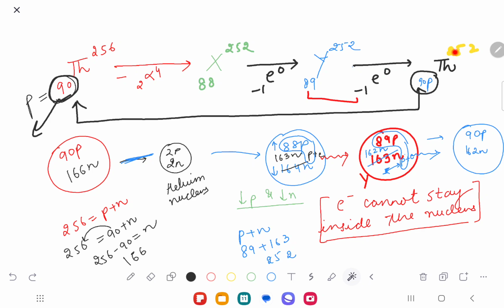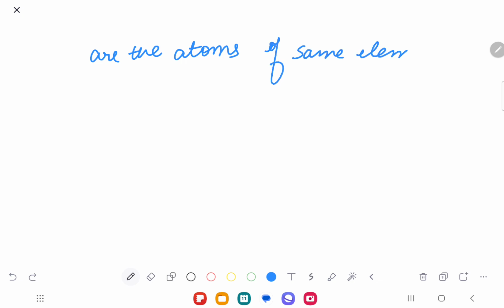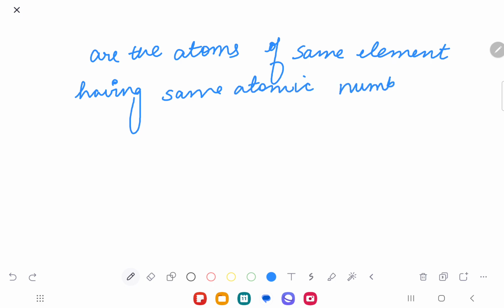Do you understand my point? What am I trying to tell you? That now one alpha decay and two beta decays leads to the formation of isotopes. And what are isotopes? Isotopes are the atoms of the same element having the same atomic number but different mass numbers.